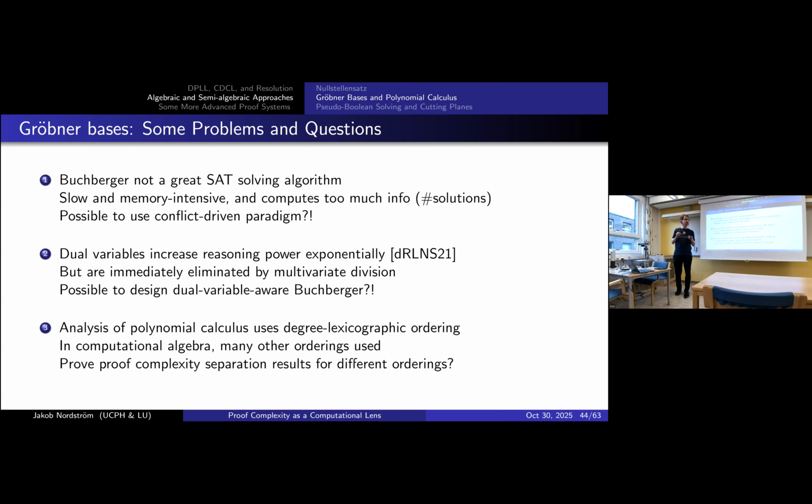What would this even mean? Well, when you add up two polynomials in a Gröbner basis computation, there are two leading terms that should cancel. So you could restrict polynomial calculus and say, whenever you add two polynomials, the leading terms have to cancel. That would give you an ordering-aware polynomial calculus. And then maybe you could compare polynomial calculus for different orders and try to get separation results. I don't know if this has been done. I'm not aware of any work in this direction. I think this would be interesting.